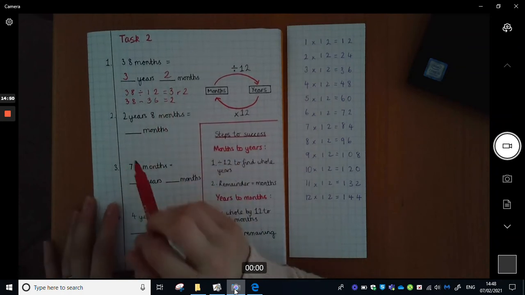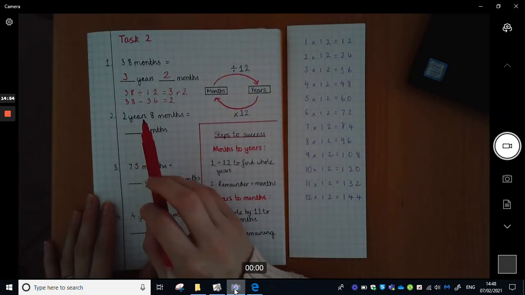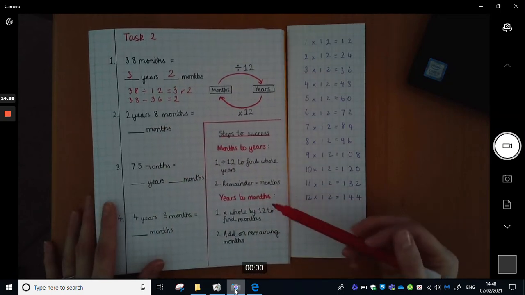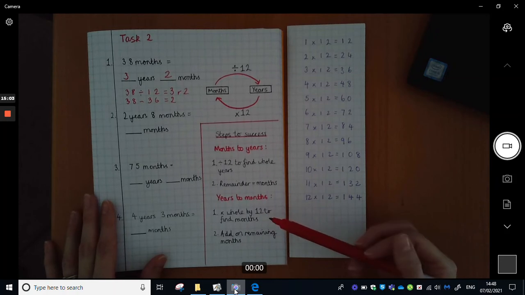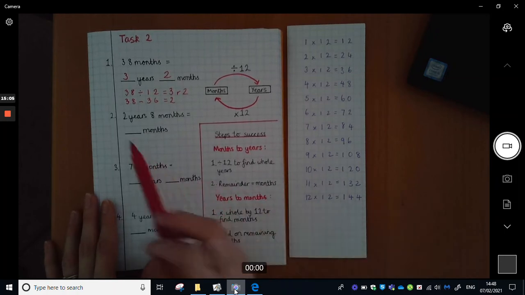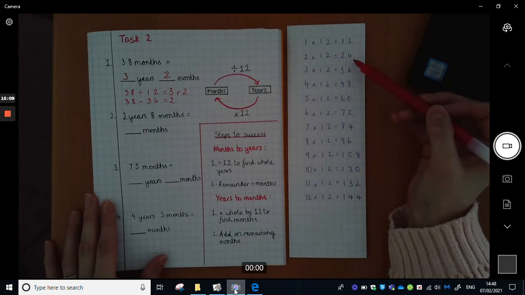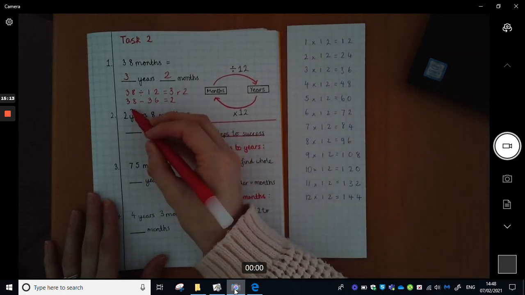Okay, let's look at another example. So this time I have 2 years and 8 months. So I'm going from years to months this time. So very similar again to last time. So I need to times my whole by 12 this time to find the whole number of months. So 2 years, 1, 2. So 2 years is equal to 24 months. So I'm just going to write that there to remind me.